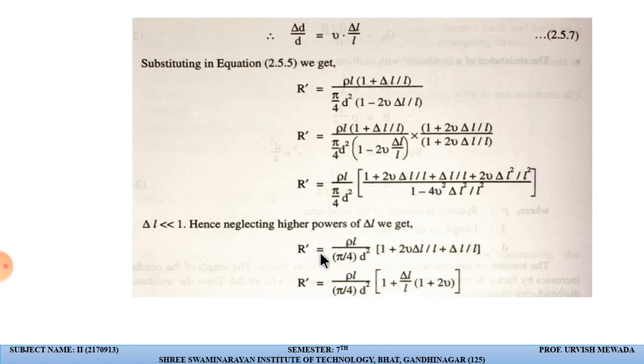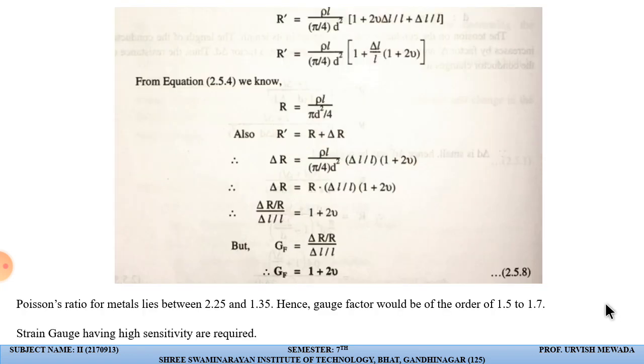So r dash will become rho L pi by 4 d square, 1 plus 2v delta L by L plus delta L by L. So the delta L square term has been eliminated from this. So r dash is rho L pi by 4 d square, 1 plus, here we keep it common, 1 plus 2v delta L by L. Now the r dash equation will become r dash rho L pi by 4 d square.